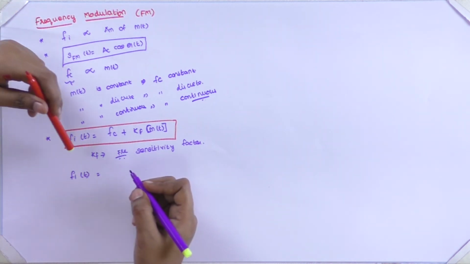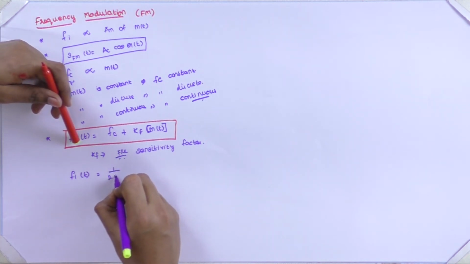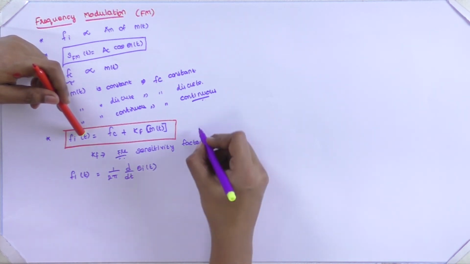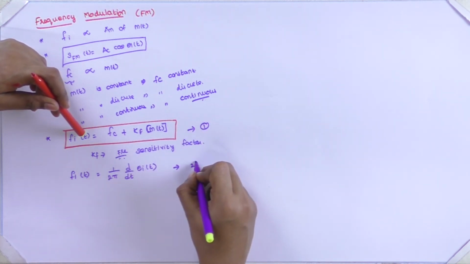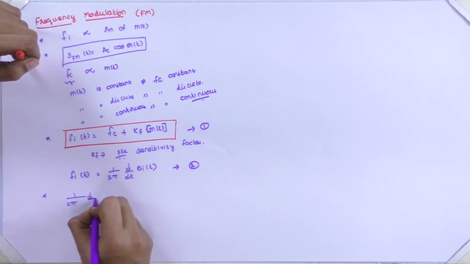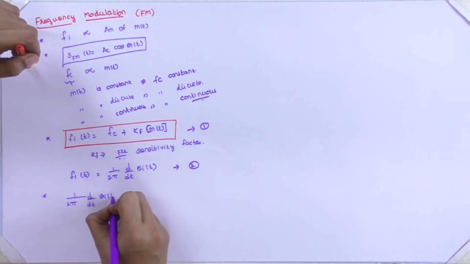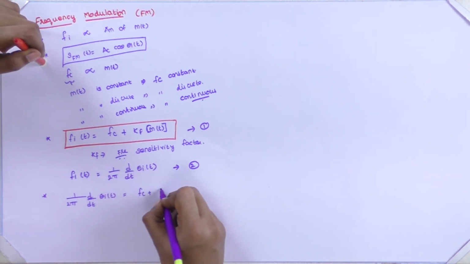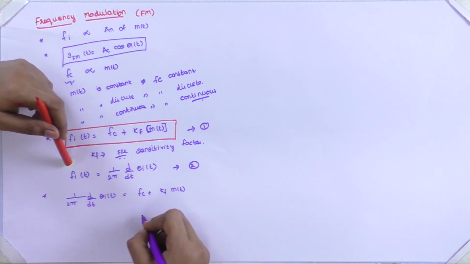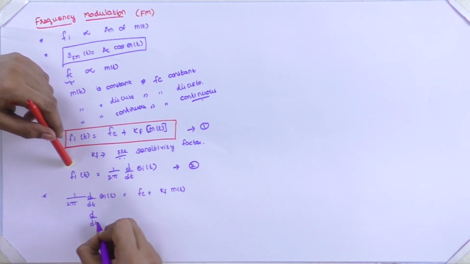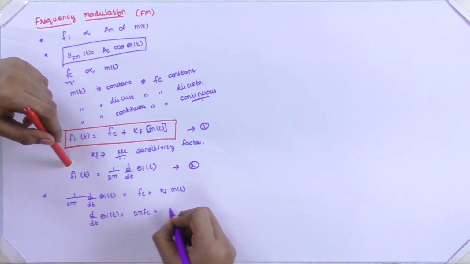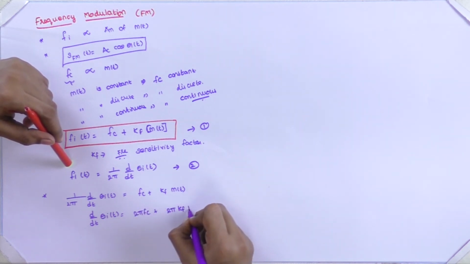We already know the formula for frequency deviation. The instantaneous frequency is given by Fi of t is equal to 1 by 2 pi d by dt of theta i of t. So by equating equation number 1 and 2, we get 1 by 2 pi d by dt of theta i of t is equal to Fc plus Kf into m of t. We can bring the 1 by 2 pi to this side. Therefore, d by dt of theta i of t is equal to 2 pi Fc plus 2 pi Kf m of t.